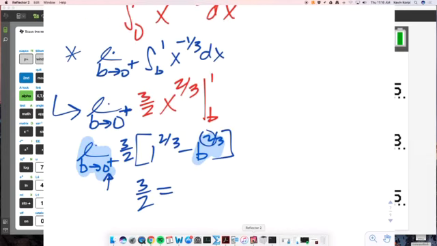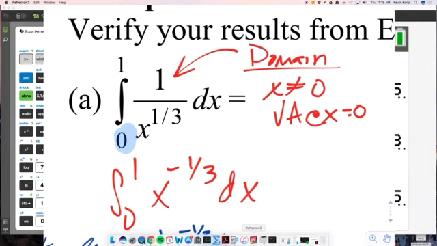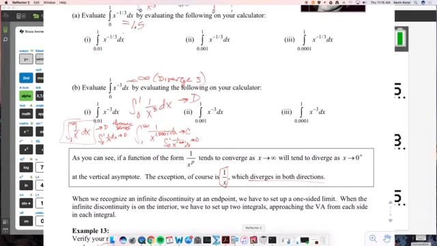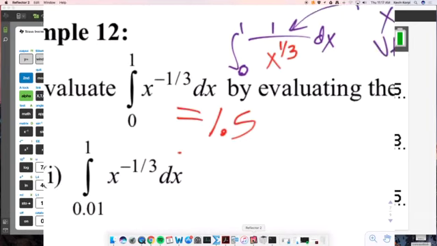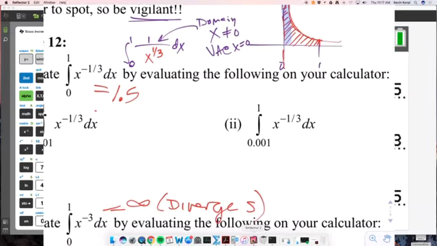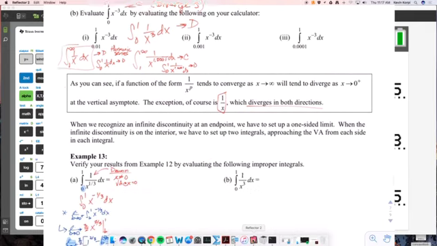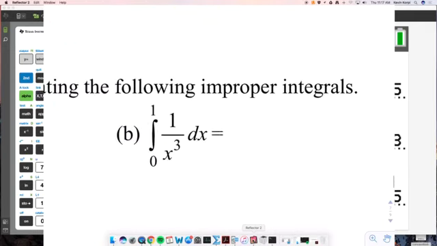And of course, 3/2 is equal to what? 1.5. And what did we determine the integral was numerically up here? Yeah, we determined it was 1.5. We got really, really close: a bunch of zeros and a 1, it was 1.499999999. And so there you go. We verified it.